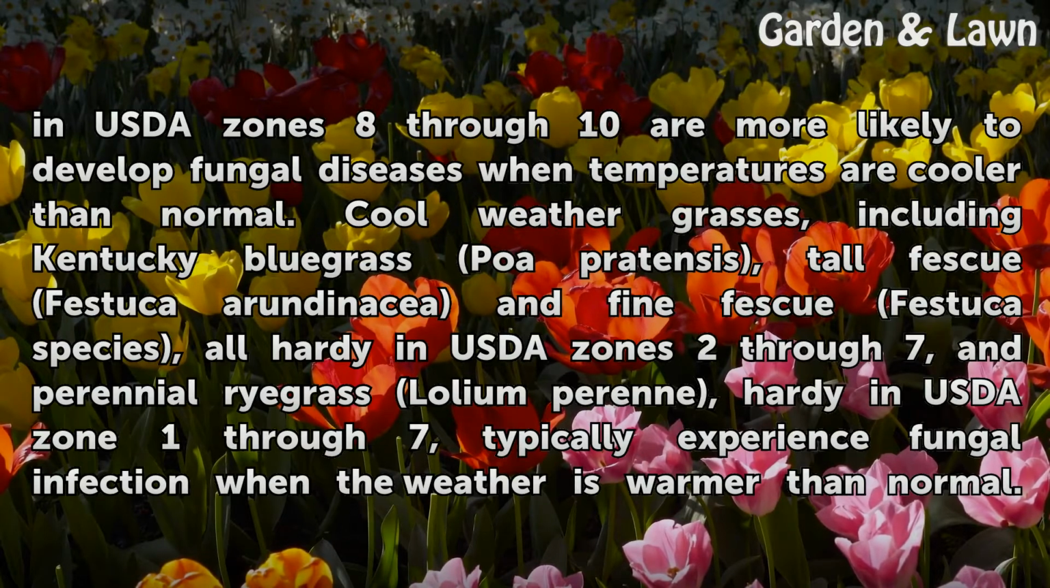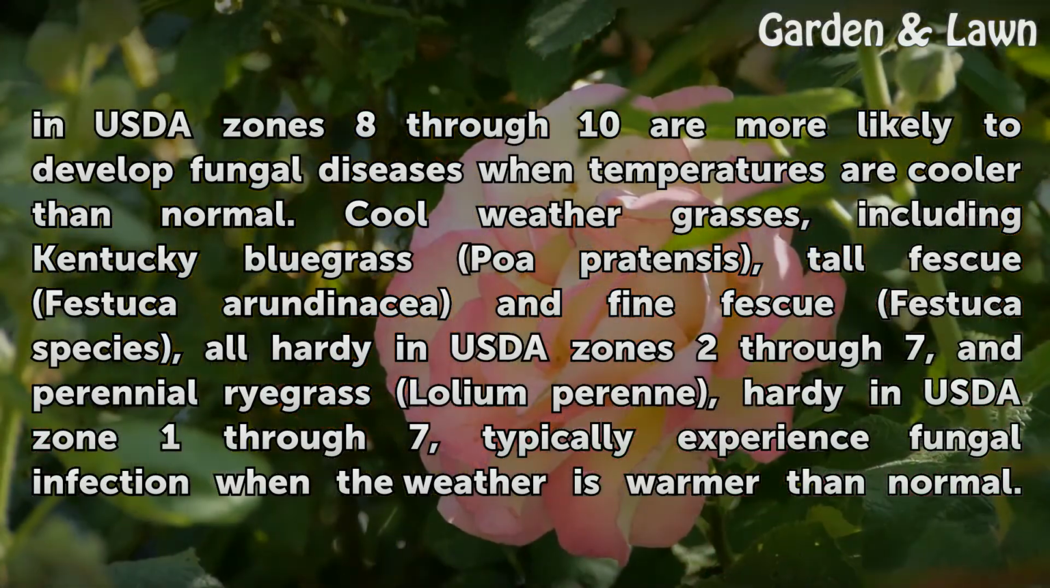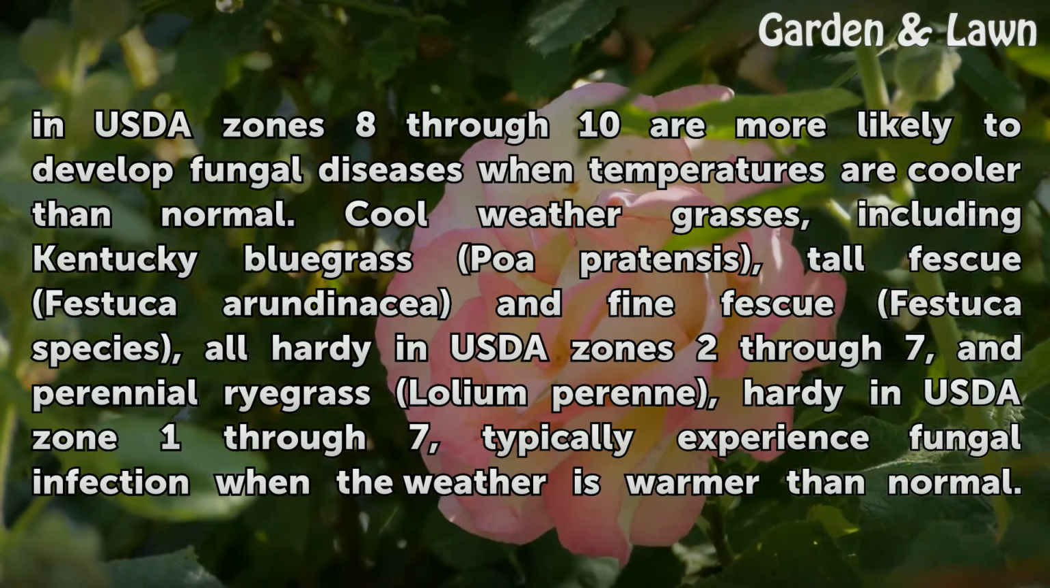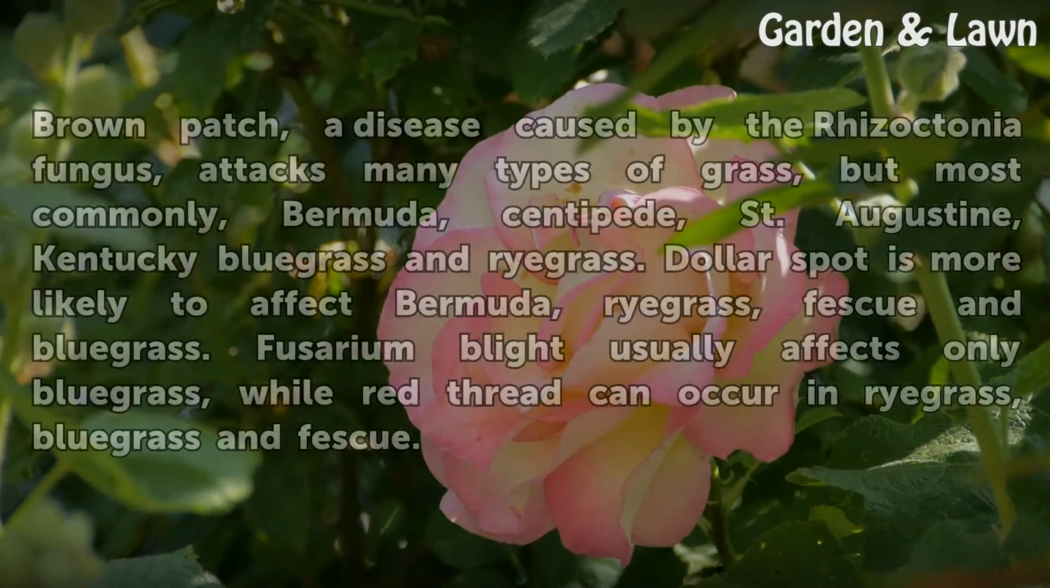Cool weather grasses, including Kentucky bluegrass, Poa pratensis, tall fescue, Festuca arundinacea, and fine fescue, Festuca species, all hardy in USDA zones 2 through 7, and perennial ryegrass, Lolium perenne, hardy in USDA zones 1 through 7, typically experience fungal infection when the weather is warmer than normal.